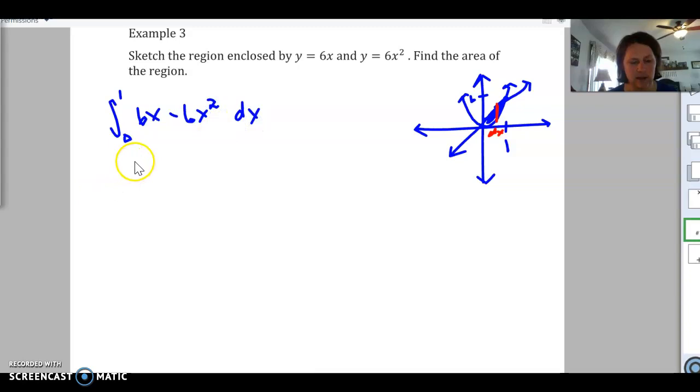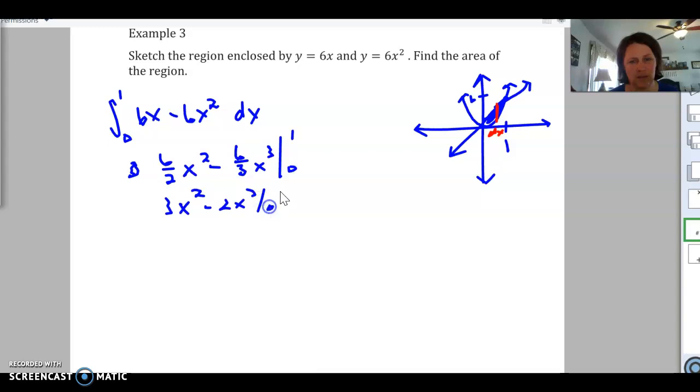And then integrate that. We will have 6/2 x squared minus 6/3 x cubed, evaluated from 0 to 1, which becomes 3x squared minus 2x cubed, evaluated from 0 to 1. Plug in the 1, we end up with 3 minus 2. Got 30 seconds, which equals 1, and that's my final answer. And that's all we've got to do for that one. I even got 20 seconds to spare.